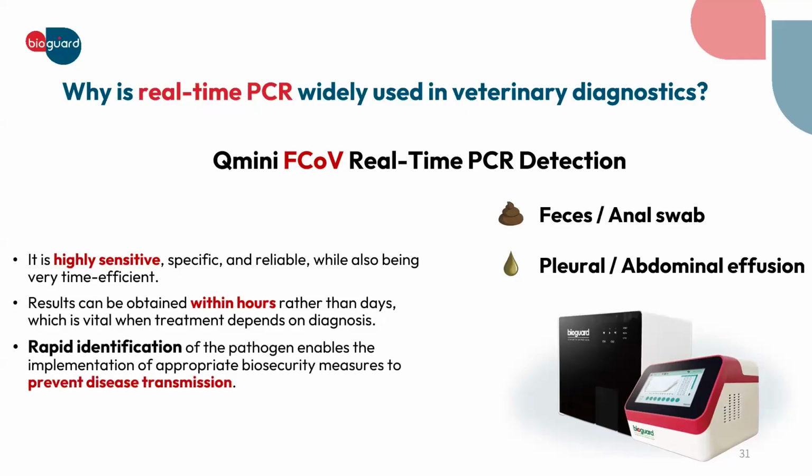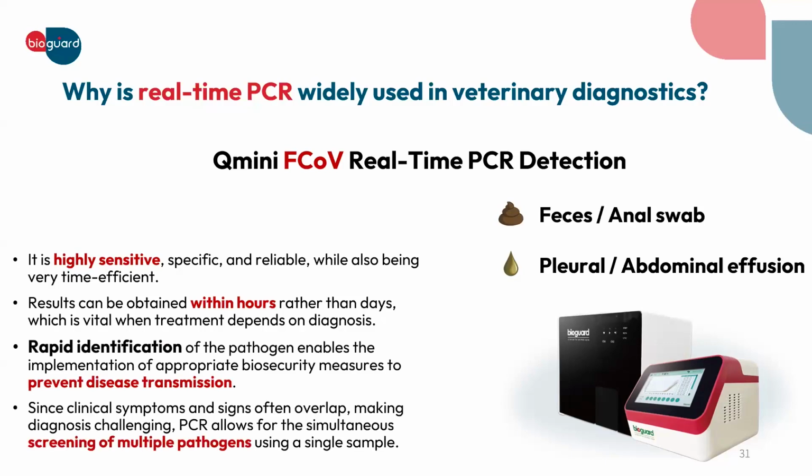So this kind of rapid identification helps prevent disease transmission, not only in the case of FCoV or FIP infection, but other cases as well, where other animals which are visiting the clinic or have been put in the recovery section of the clinic can be protected from disease transmission based on their infection.